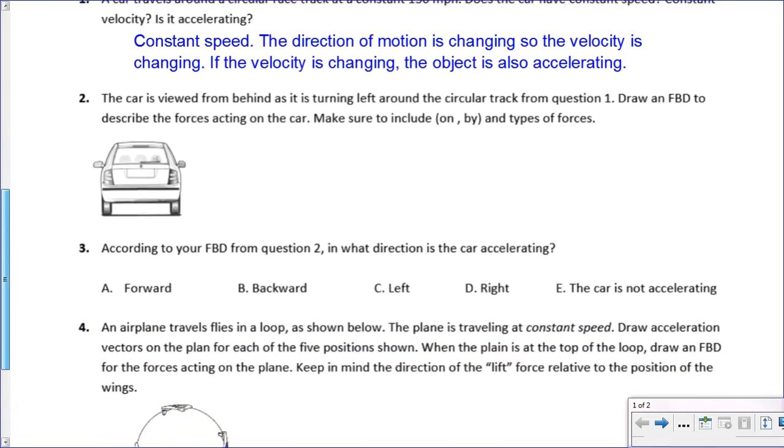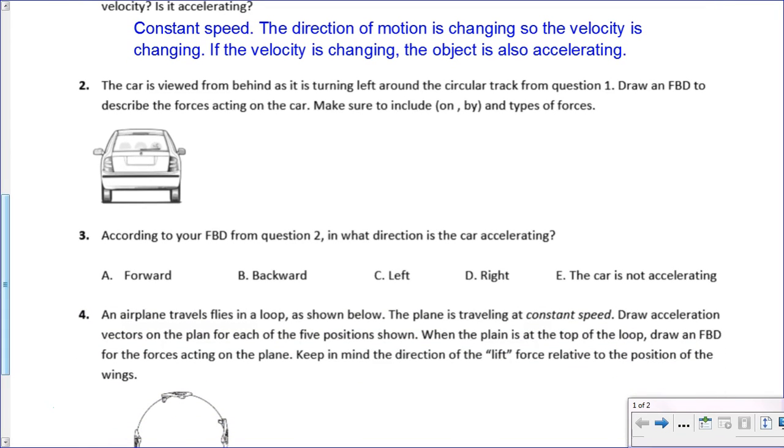Going on to part 2 of this question, it asks to make a force diagram for the forces on this car. It's turning left around the racetrack, so that's important to realize when we're looking at the back of the car. Make sure to include the on-by and the types of forces. So for this one, we've got a gravitational force down, Fg, which is on the car by the Earth. We've got a normal force, which is upward on the car by the road.